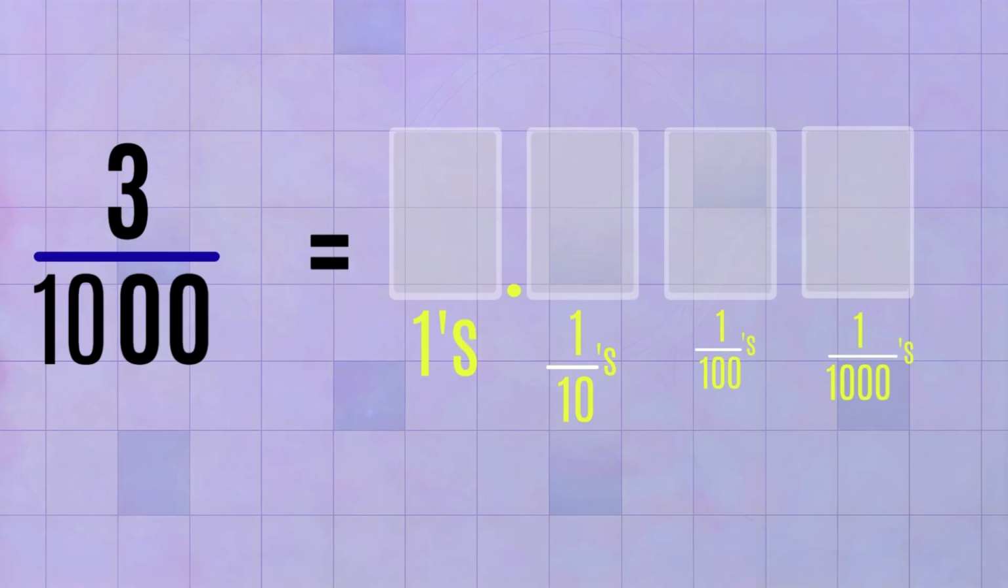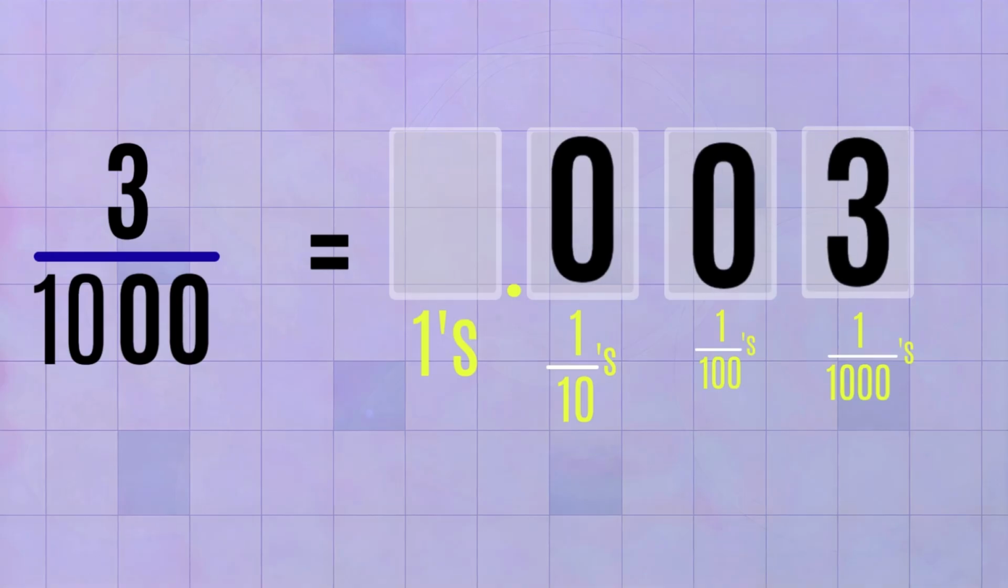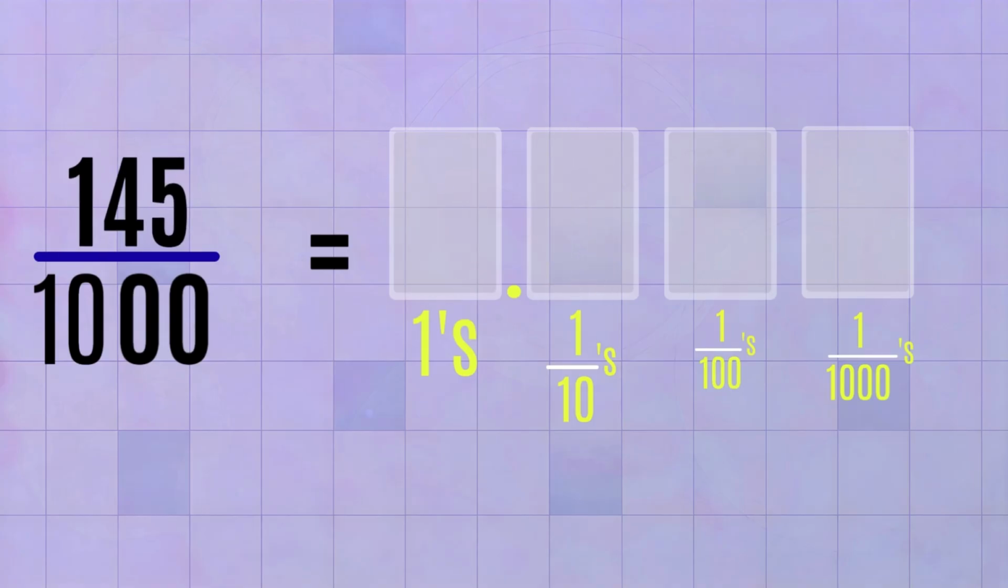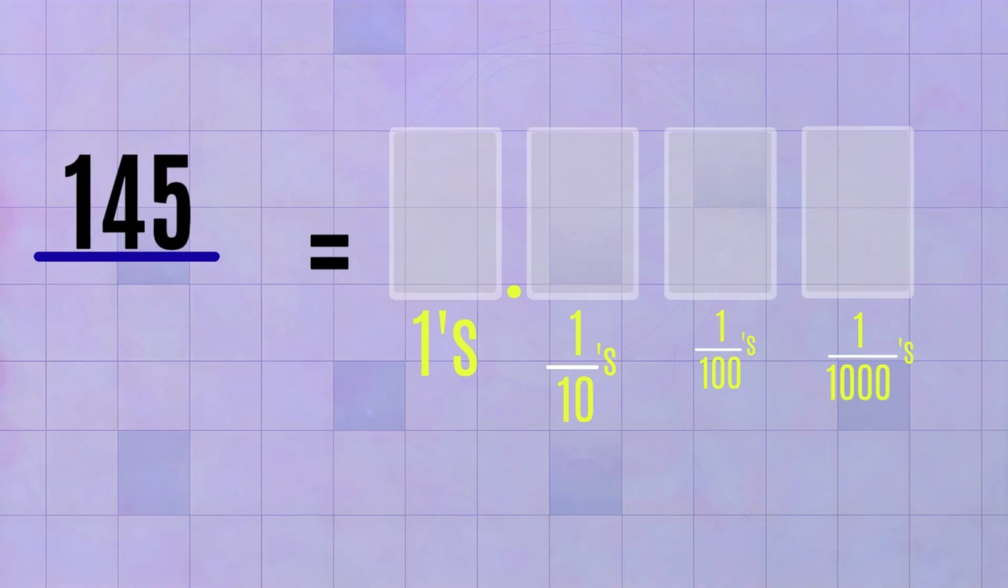We are taking 3 tiny parts out of 1,000, so the 3 goes in the thousandths place. We don't have any whole ones, no tenths, and no hundredths yet. So we put zeros in those places to hold their spots. And the number becomes 0.003.